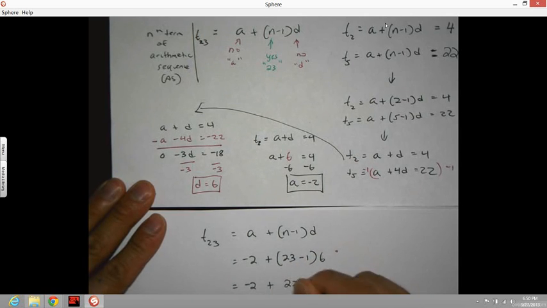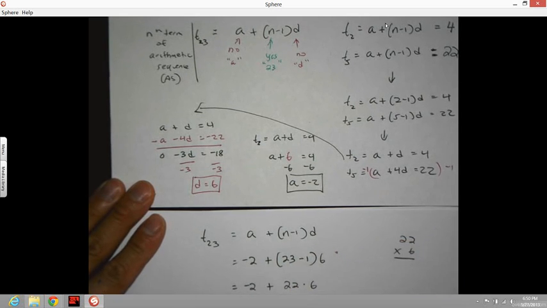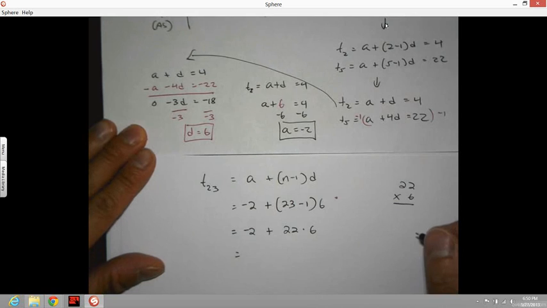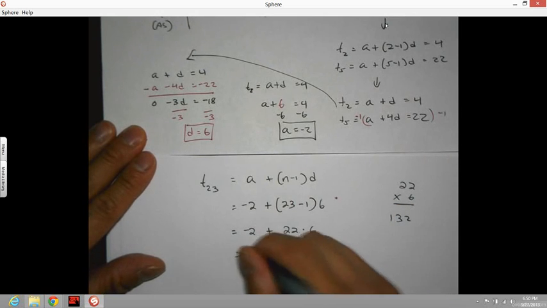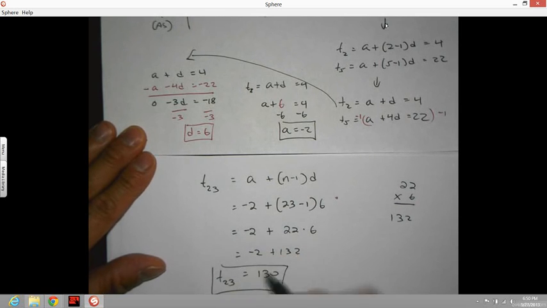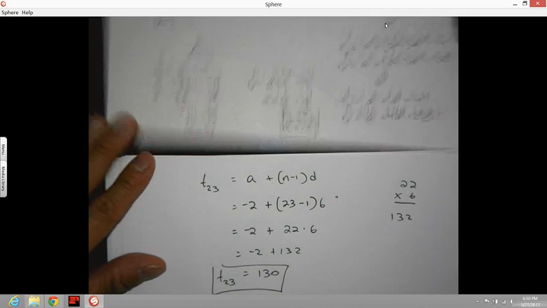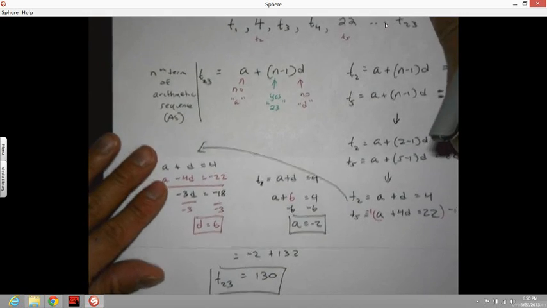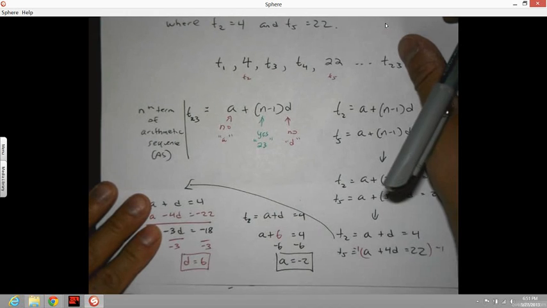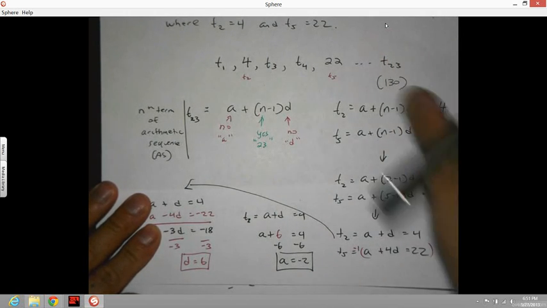So when I do this, it's going to be -2 plus these guys subtract. It's going to be 22 times 6. All right? And my answer here, and I got to do it the long way, I guess, 22 times 6 is going to equal 132. -2 plus 132 is going to equal to 130. This is my answer. My 23rd term is equal to 130. Okay? That's what it is. So if I were to go back to, say, this sequence that I had initially, I'm going to move this down a bit. This term here is actually going to be 130. Okay? And that's how you do this problem.